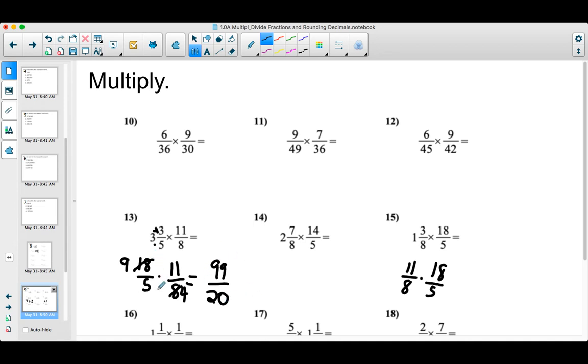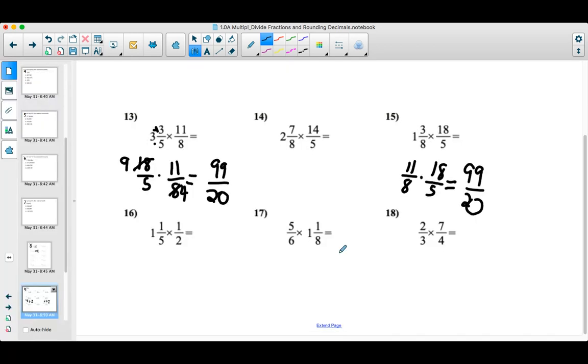Okay, 18 over 5 times 11 over 8. Well, here's 11 over 8 times 18 over 5. What's the answer to that one? Should have checked this one out before. 99 over 20. Use your previous knowledge of what you have right there. Let's see if we can find one more.